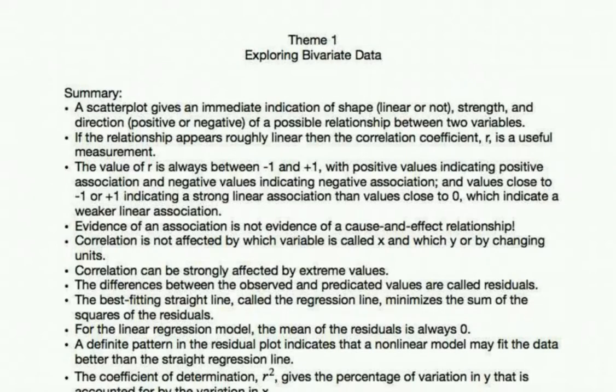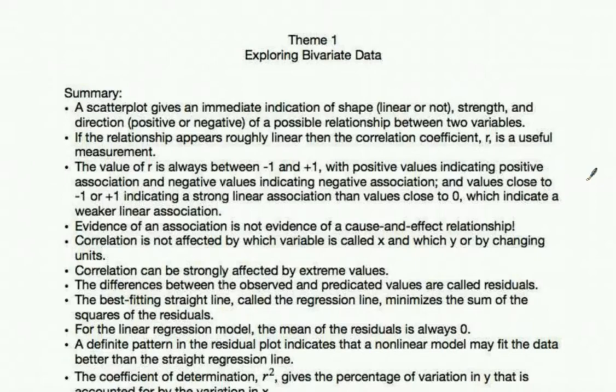Okay, so in summary, a scatter plot gives an immediate indication of shape, linear or not, strength, and direction of a possible relationship between two variables. If the relationship appears roughly linear, then the correlation coefficient R is a useful measure. So if we are looking at our scatter plot and it seems like our points are kind of making a line, then we can use that R. Your R is always going to be between -1 and +1, with positive values indicating positive association and negative values indicating negative association. Values close to -1 or +1 indicate a strong linear association, or a stronger linear association than values close to 0, which indicate a weaker linear association.